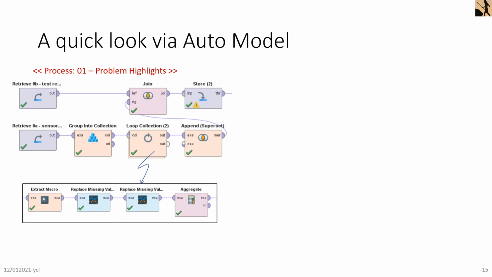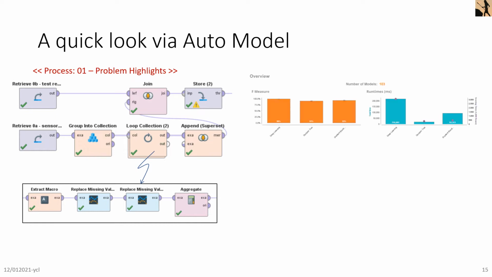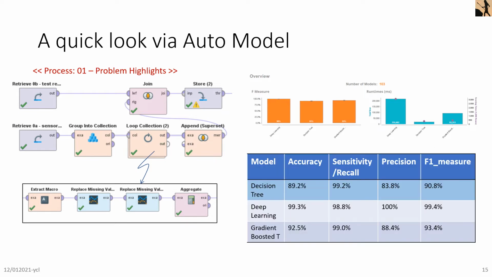Now we are about to throw the data into AutoModel for processing. But before that, we need to complete the simple process, as we need to append all the profile records together and join with the leakage label. Now we are ready to run the AutoModel. We run 3 algorithms here: deep learning, decision tree, and gradient boosted tree, just as examples. Quickly the result will come out, and now we can find out the accuracy. Looks okay. Sensitivity, recall, precision, and F1 measures.